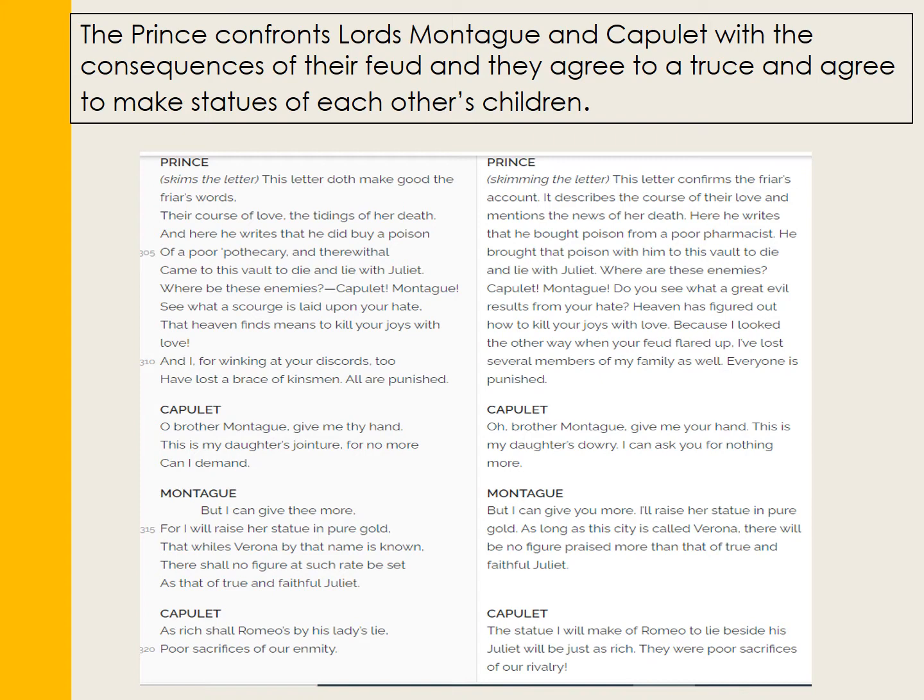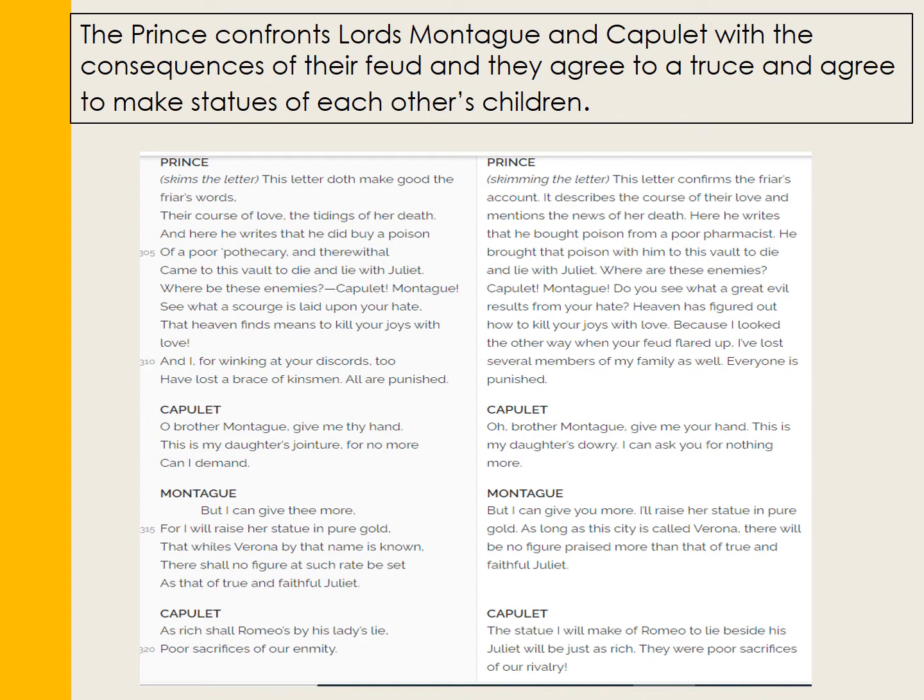Okay, so the prince confronts Lords Montague and Capulet with the consequences of their feud, and they agree to a truce and agree to make statues of each other's children. So we're going to read from here.